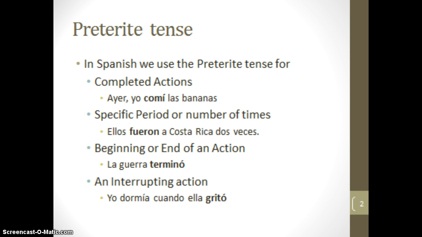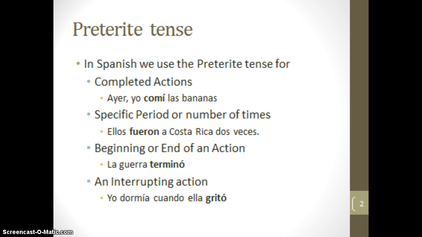So we're talking today about the preterite tense, okay? In Spanish, we use the preterite tense for completed actions. Ayer yo comí las bananas. Your key word there is ayer, that tells us yesterday. It's a completed action. A specific period or number of times.